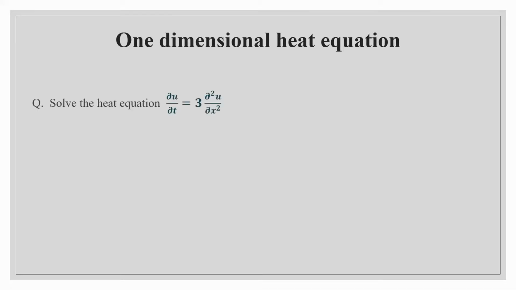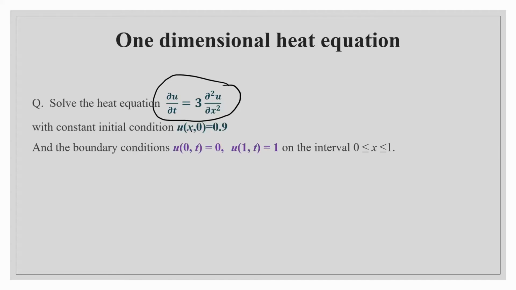You have the heat equation in one dimension that is given as this: del u by del t is equal to 3 into del square u by del x square, and we have the initial conditions as this and the boundary conditions given by this. Now we want to solve this partial differential equation in Matlab using the pdepe inbuilt function. So let us see how we can do this.